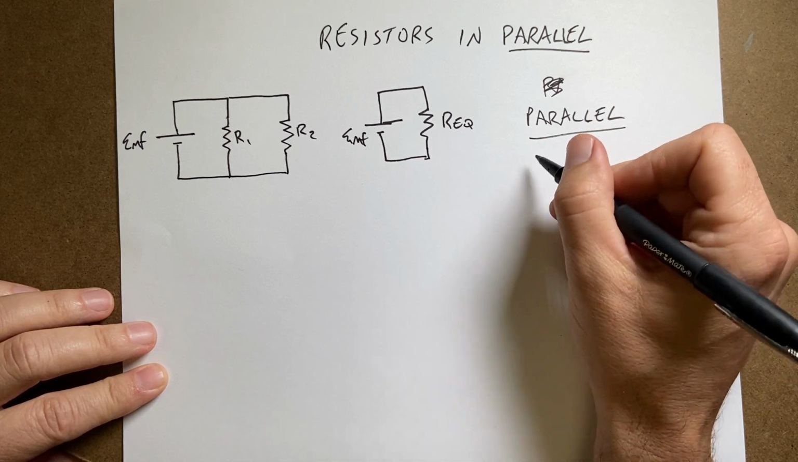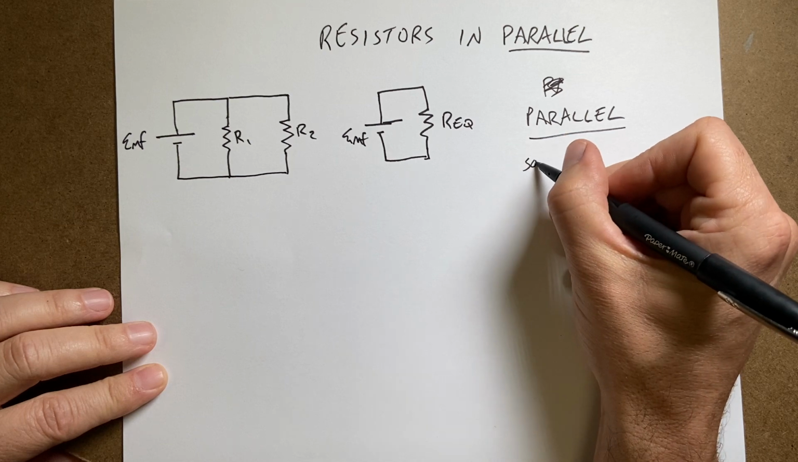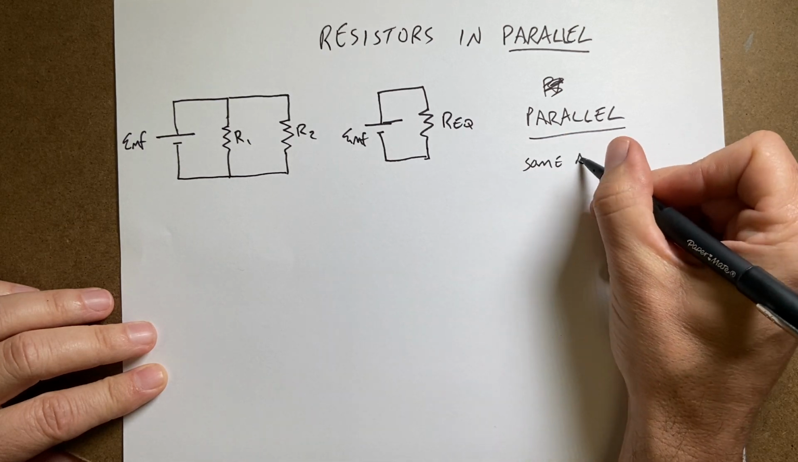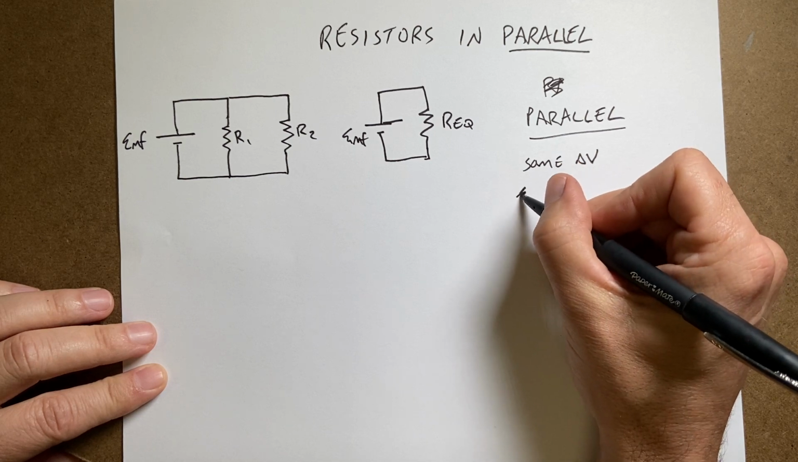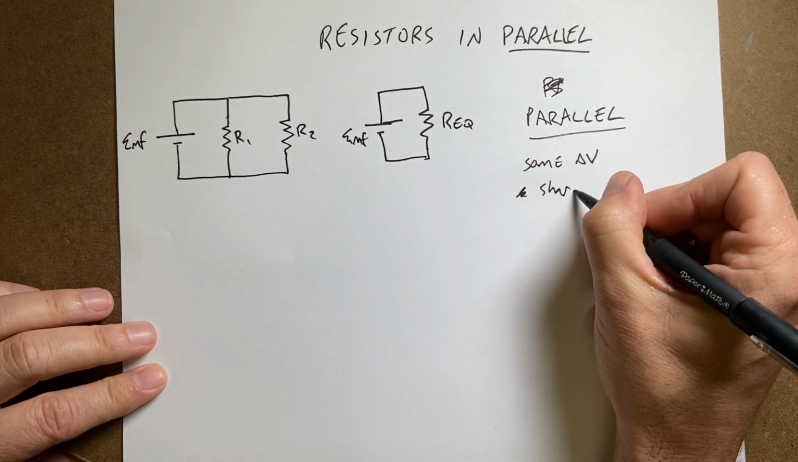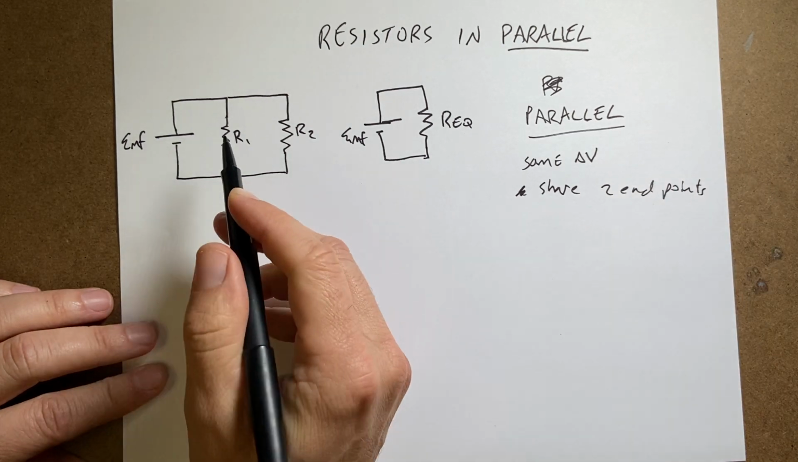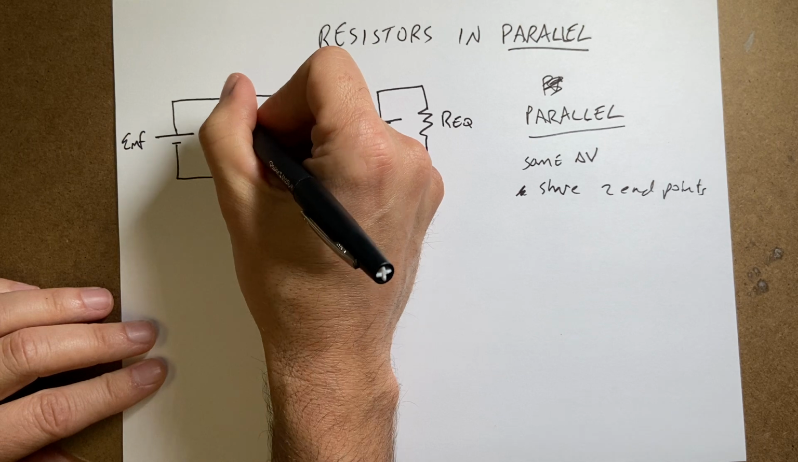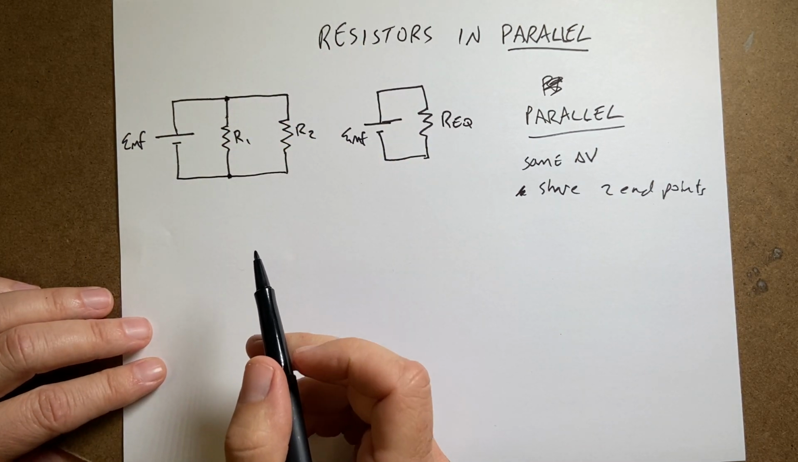So if they're in parallel, they have the same change in potential. And that means they share two nodes, two endpoints. So let's take these two right here. These two points are common for both of them, and they have the same potential.